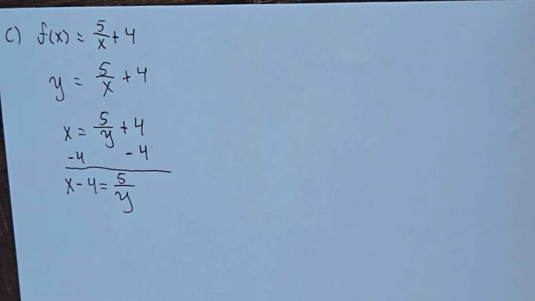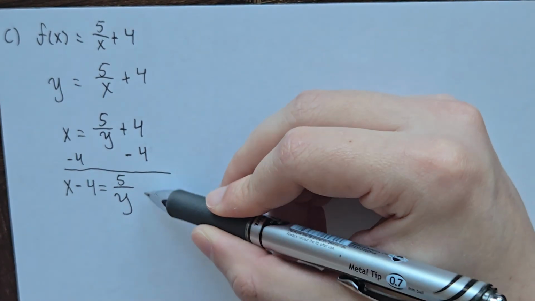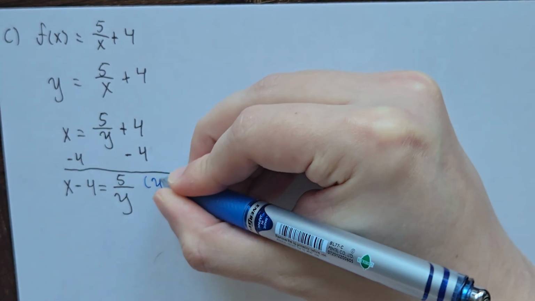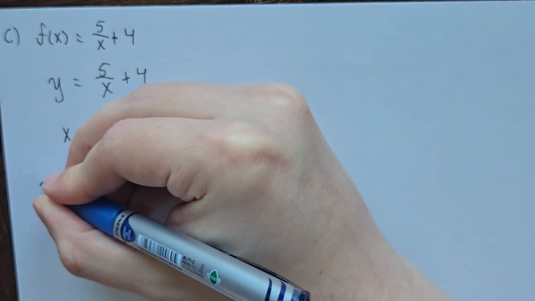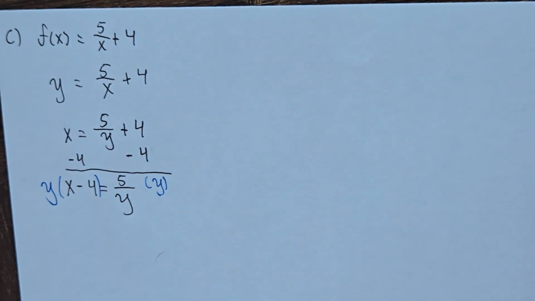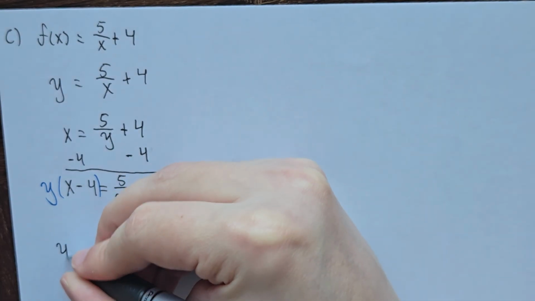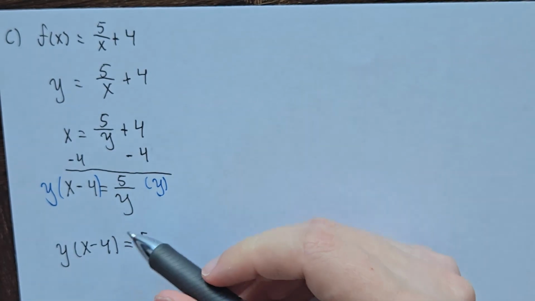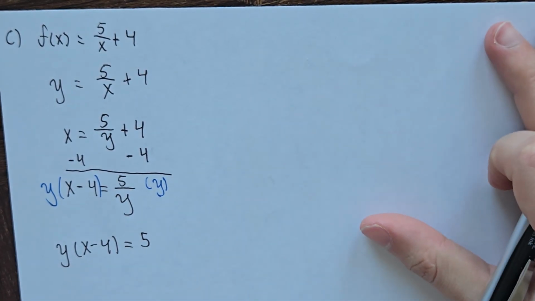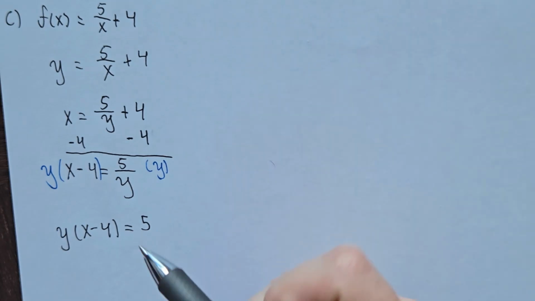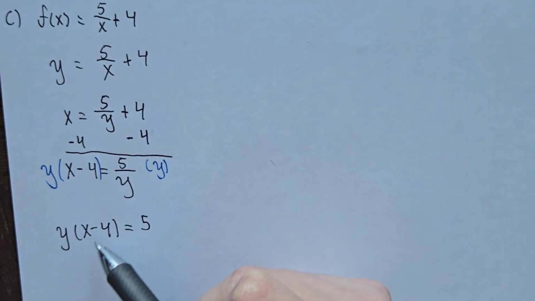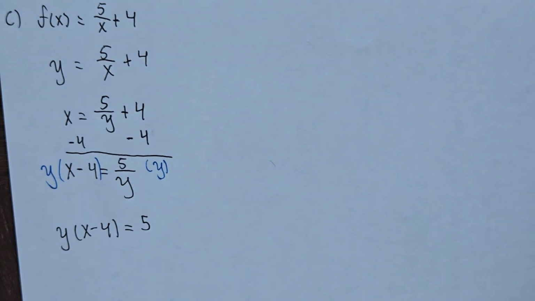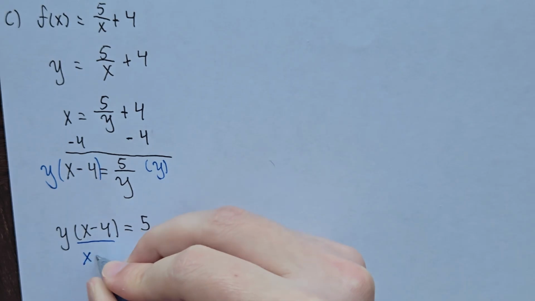The reason why this is helpful is because now we can choose to multiply both sides of this equation by y. So on the right-hand side, I'm going to multiply by a y, and I'm going to multiply the entire left-hand side by a y as well. So what I'll be left with after doing that is y times x minus 4 is equal to just 5, because y over y on the right-hand side is going to cancel out. Now on the left-hand side, notice that the only thing keeping y from being by itself is this x minus 4. So really, the only thing that we need to do at this step is just divide both sides by x minus 4.